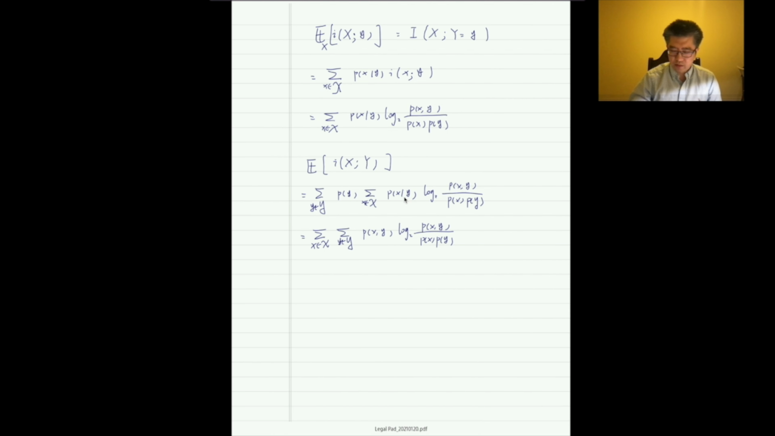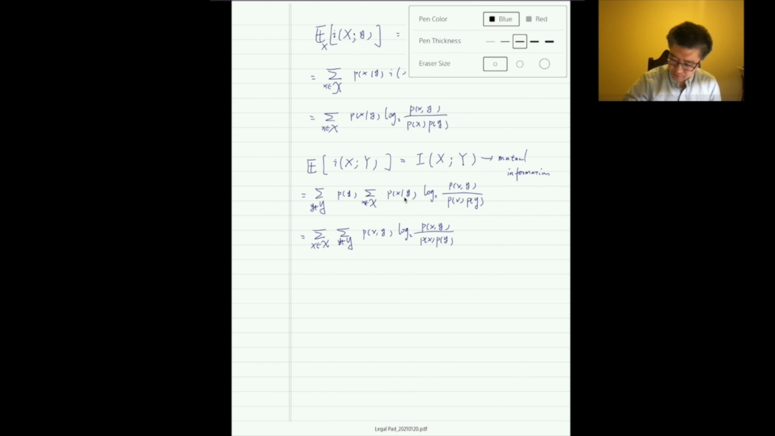Okay, good. All right, so we're done. This is called mutual information. We're gonna give a notation for that: capital I, capital X, semicolon Y. So this is called mutual information. Okay, great. So this is the definition of the mutual information. Maybe let's mark it, very important. This is the mutual information.